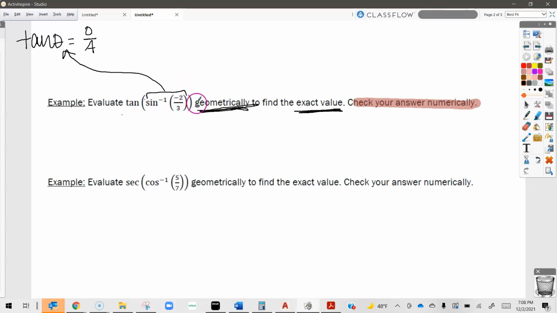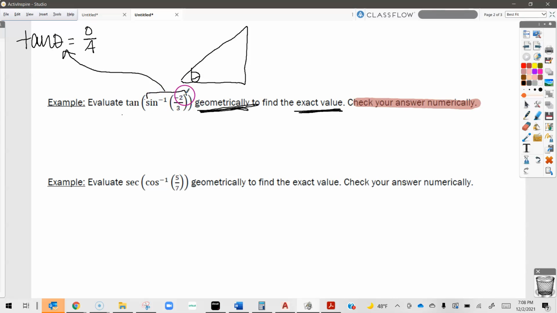So I'm not actually going to find what that angle is, because looking at this problem as a whole, I just want to know a ratio for tangent. I don't really care what that angle is specifically. It's just explaining a triangle to me. So what it's saying is that this is a ratio that we were putting into sine to get an angle, and at that angle, I want to know what tangent is. So I'm going to call this angle theta.